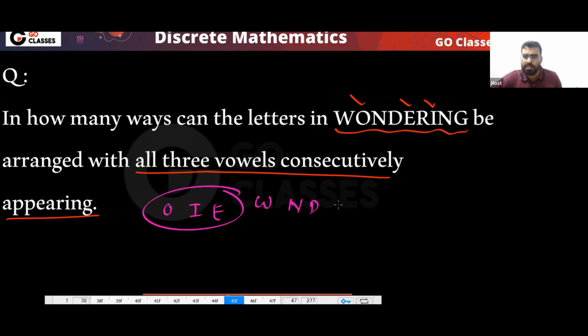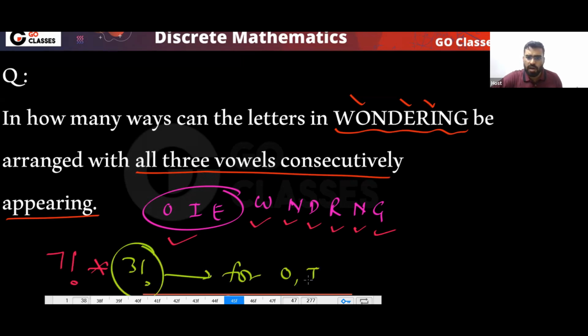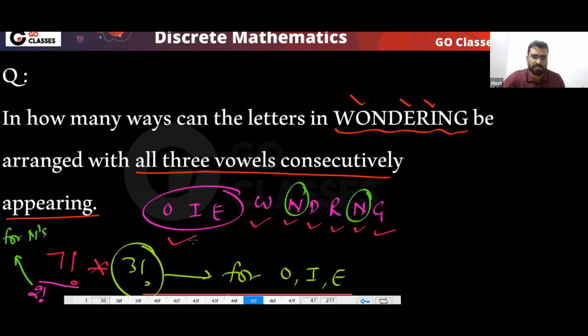Then you have W, N, D, R, N, G. So 1, 2, 3, 4, 5, 6, 7. The answer will be 7 factorial multiplied by 3 factorial. This 3 factorial is for O, I, E; they can arrange in 3 factorial ways. And divided by 2 factorial. This 2 factorial we are dividing because of N. Because there are 2 N's. So finally, these OIE must be together, so 7 factorial divided by 2 factorial because of the N, and this 3 factorial.